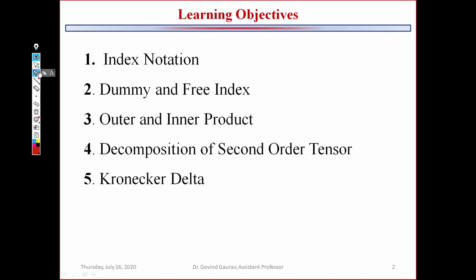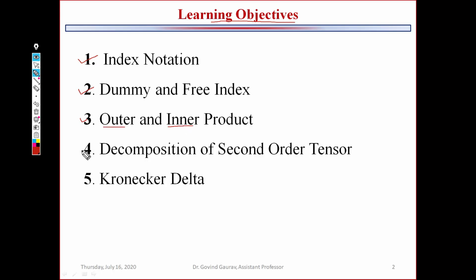Hello class, today we will discuss the following objectives. The first objective is index notations. Index notations are the shorthand notations of any expression. The second is the dummy and the free index. These are the two types of index we have. The third is the outer product and the inner product.